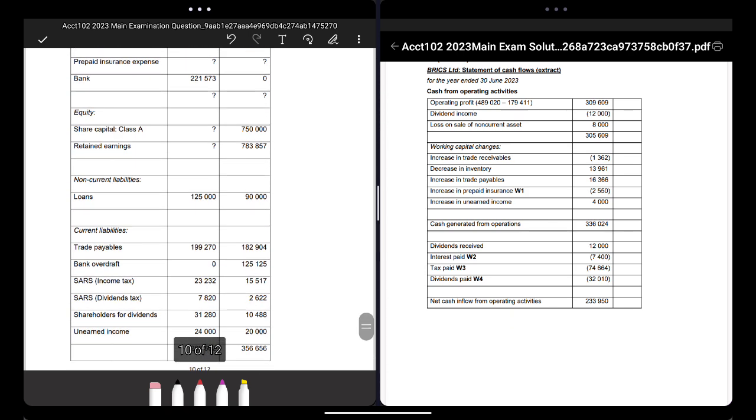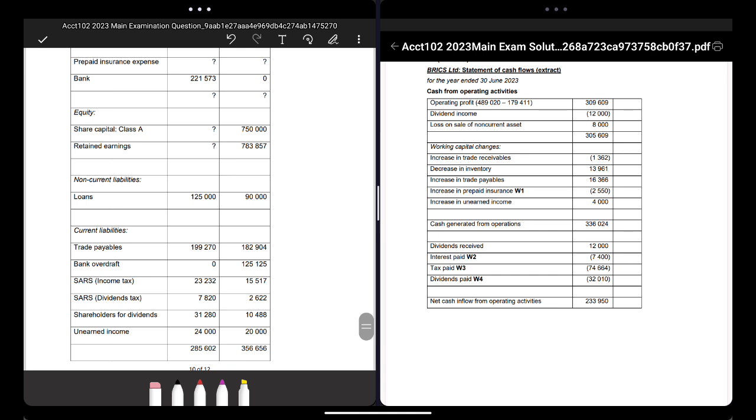Your trade payables, let's see. If your trade payables increase, that's good. Why? You don't have to pay the money to your creditor, right? So because it's good, you say plus. So 16,366. Now, how on earth we have all these unearned income, prepaid insurance?